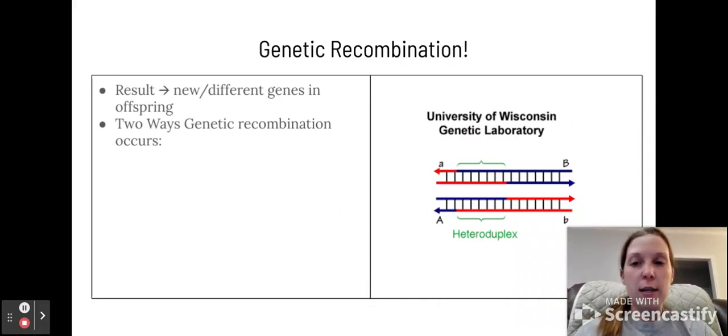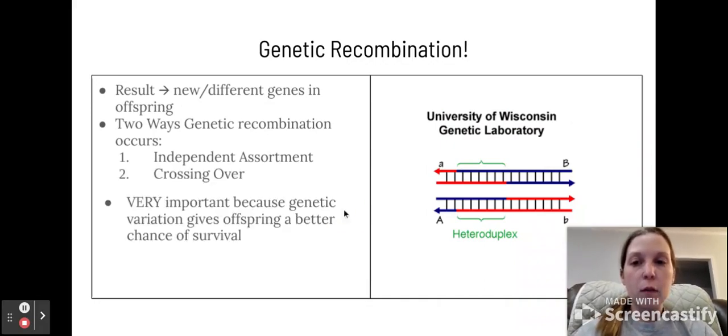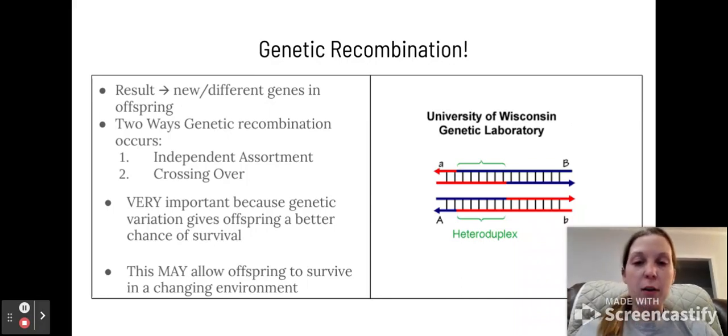And there are 2 different ways that this will occur. One of them is independent assortment, and one of them is crossing over. And this is very, very important to genetic variation, which gives offspring a better chance of survival. So the whole point of gene expression is to be able to survive in different environments. This is one way that offspring can do that. And this may allow your offspring to survive in a changing environment.